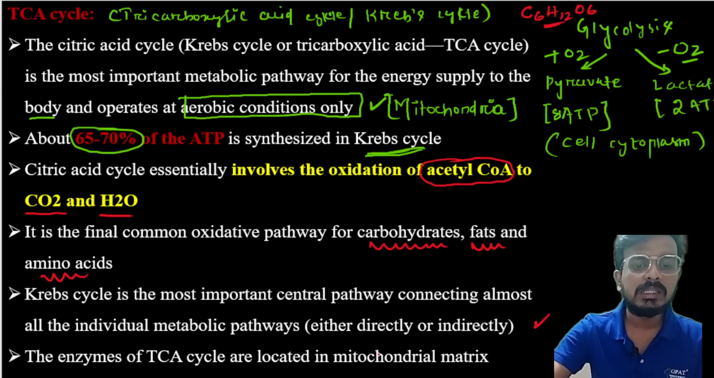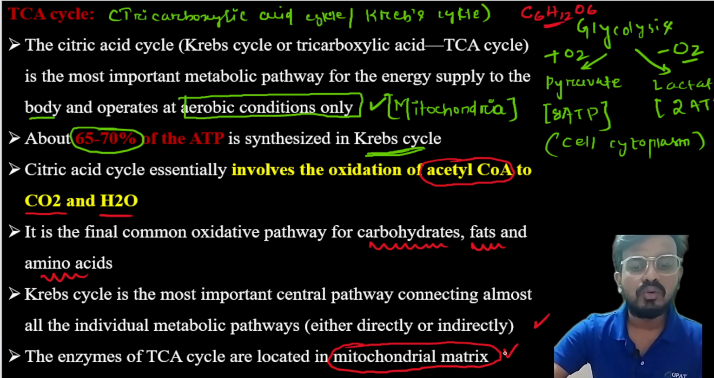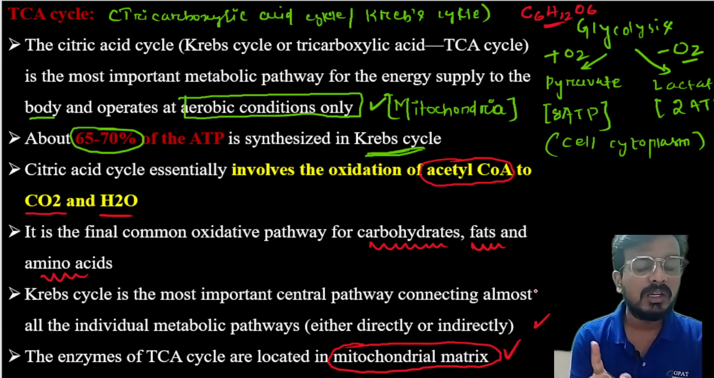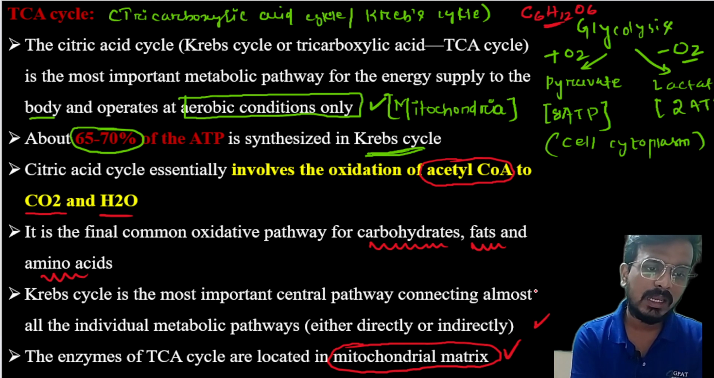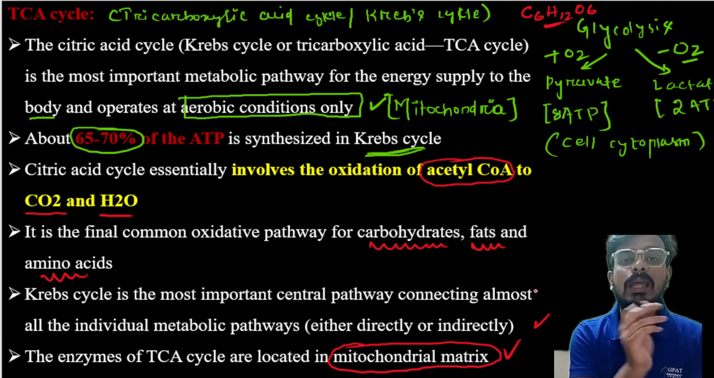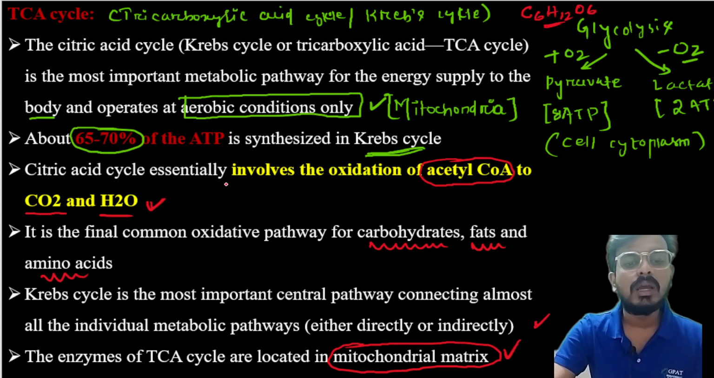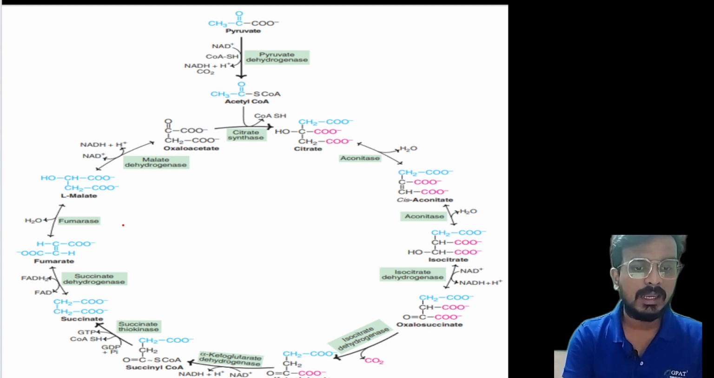The enzymes of the TCA cycle are located in the mitochondrial matrix. That's why this cycle is carried out in your mitochondrial matrix. It occurs only in aerobic condition. Around 65 to 70% of your ATP is produced from this TCA cycle only. What basically is the TCA cycle? It is the oxidation of acetyl coenzyme A to carbon dioxide and water, and it is the final common pathway for the metabolism of carbohydrates, fats and amino acids. Okay, let's understand this cycle in detail.